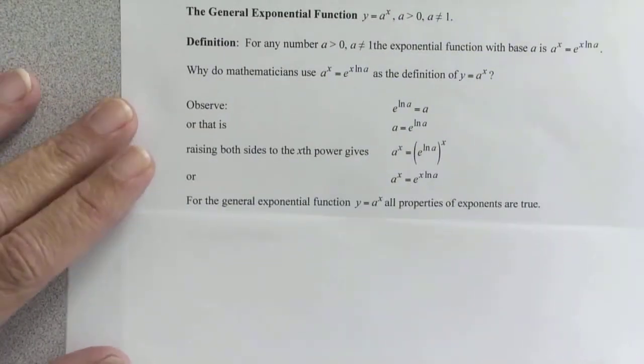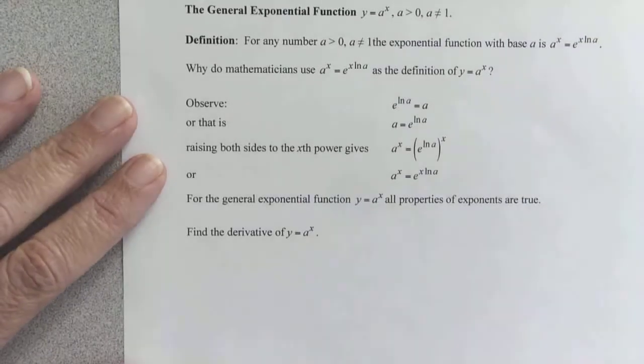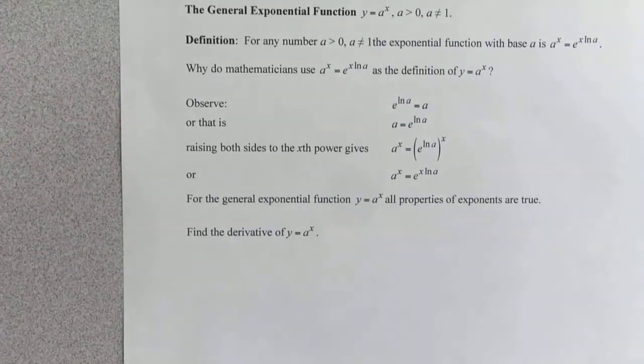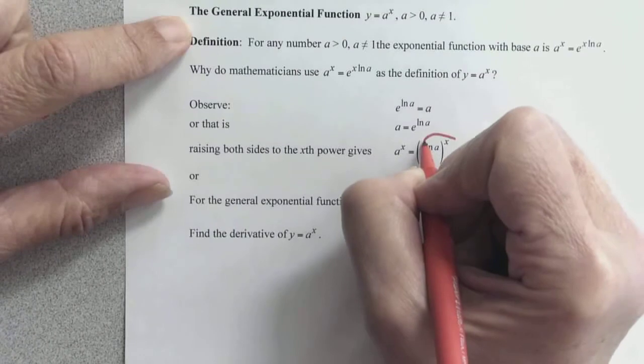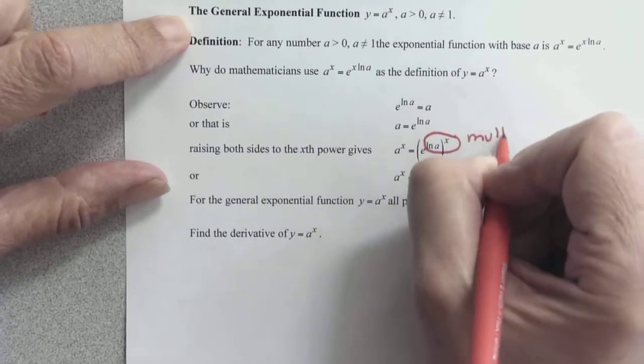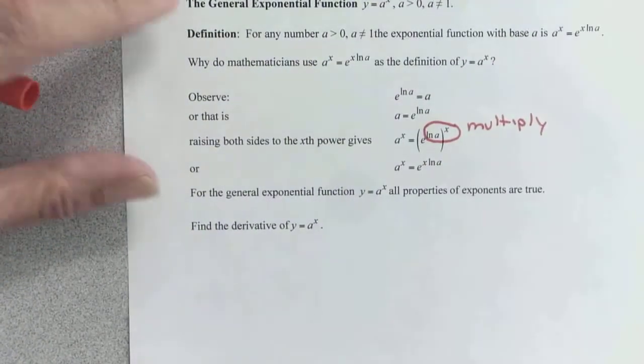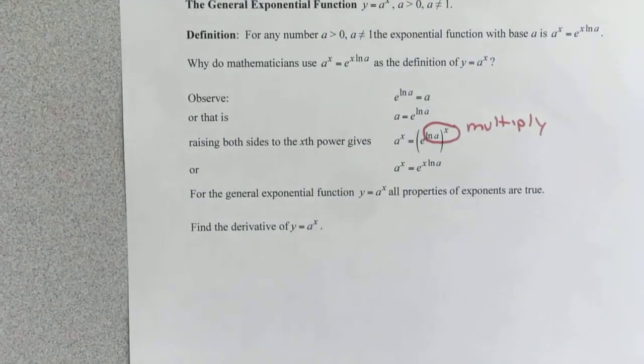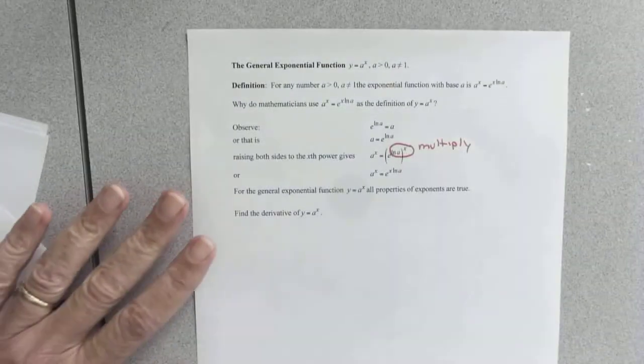And then recall that for exponents to exponents, we multiply. And so we get that a to the x must equal e raised to the x log a. So there's why mathematicians said this is the definition of what a to the x is. A to the x equals e raised to the x natural log a. Now you do not have to memorize that, but we are going to use it to find the derivative here.